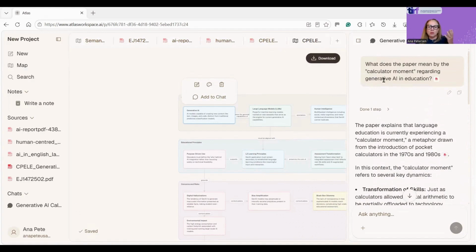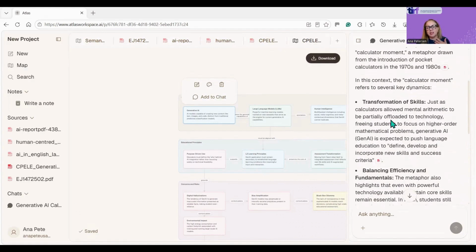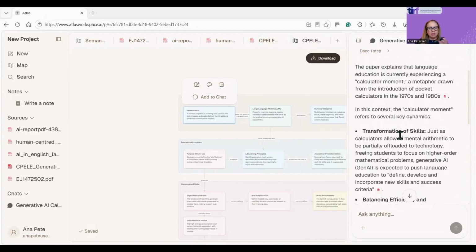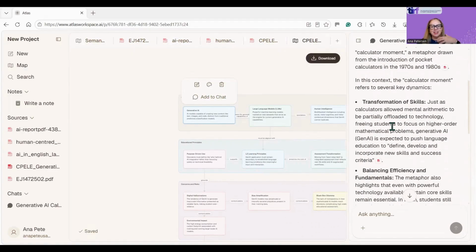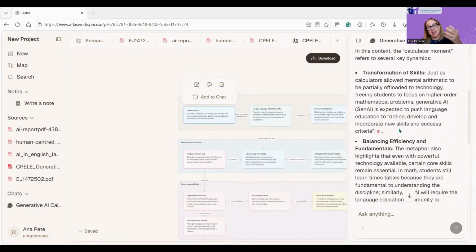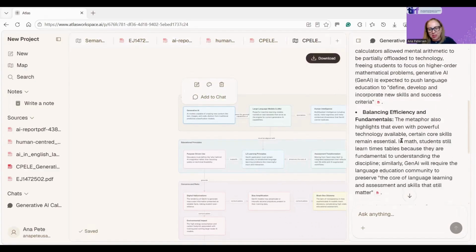So again, ready questions that I can use, and I can interact or actually go inside each of the papers and see how they interrelate. So the calculator moment is explained as a metaphor for the introduction of pocket calculators, and then the idea that in the past, the calculators we also had to tame. AI is about the same.